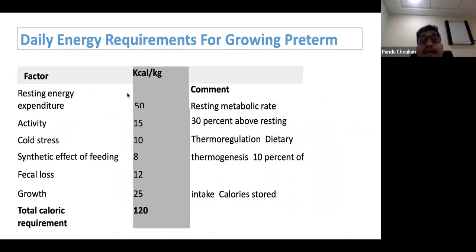So how would you calculate the daily energy requirements for a growing preterm? We have to calculate energy requirements. This is the methodology to calculate the energy requirements. On this basis, NICE and the European Society of Parenteral Nutrition have given calorie requirements for neonates, which is 75 to 120 kilocalories per kg. This is calculated on the basis that the resting energy expenditure in neonates is 50 kilocalories per kg. Other activity can be 30% above resting, which is 15 kilocalories. Cold stress is 10 kilocalories per kg. Synthetic effect is 8 kilocalories per kg. Fecal loss is 12 kilocalories per kg. And for growth, 25 kilocalories per kg. Overall, it is 120 kilocalories per kg in neonates, and it is the same for all neonates. No need to calculate on a daily basis in the case of neonates.